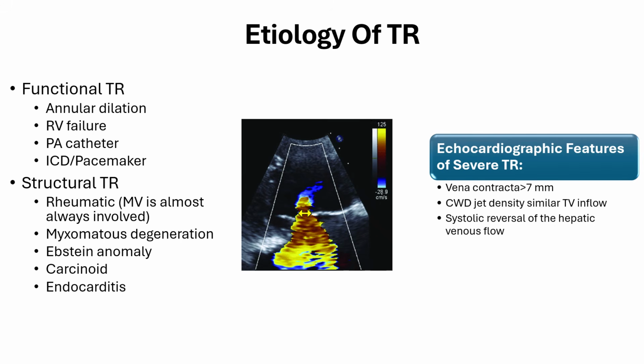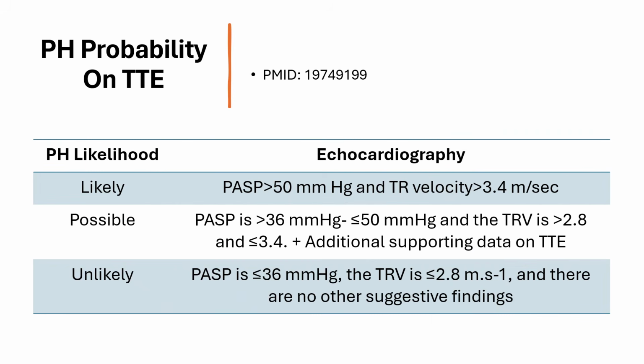Echocardiographic features of severe tricuspid regurgitation include vena contracta of more than 7 millimeters, dense jet with continuous wave Doppler, and systolic flow reversal in the hepatic veins. You can also use point-of-care cardiac ultrasound to assess the likelihood of underlying pulmonary hypertension. For example, when the tricuspid regurgitation maximum velocity is greater than 3.4 meters per second, and an estimated pulmonary arterial systolic pressure is more than 50 millimeters of mercury, then your patient likely has underlying pulmonary hypertension.